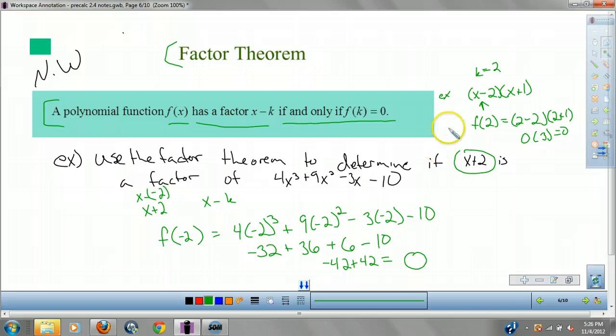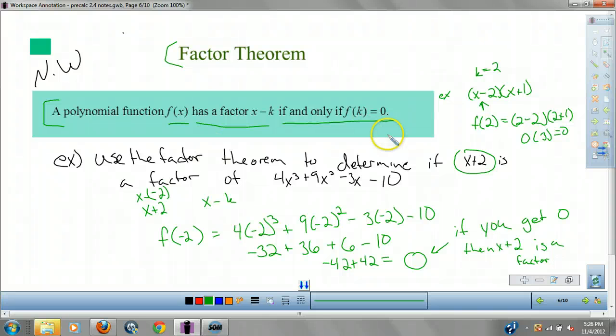So if you get 0, then negative 2 is a factor. Or I'm sorry, then x plus 2 is a factor. And we got 0, so it is. If you get any number besides 0, it is not a factor. So just plug in your k. You get 0, it's a factor. Don't get 0, not a factor.